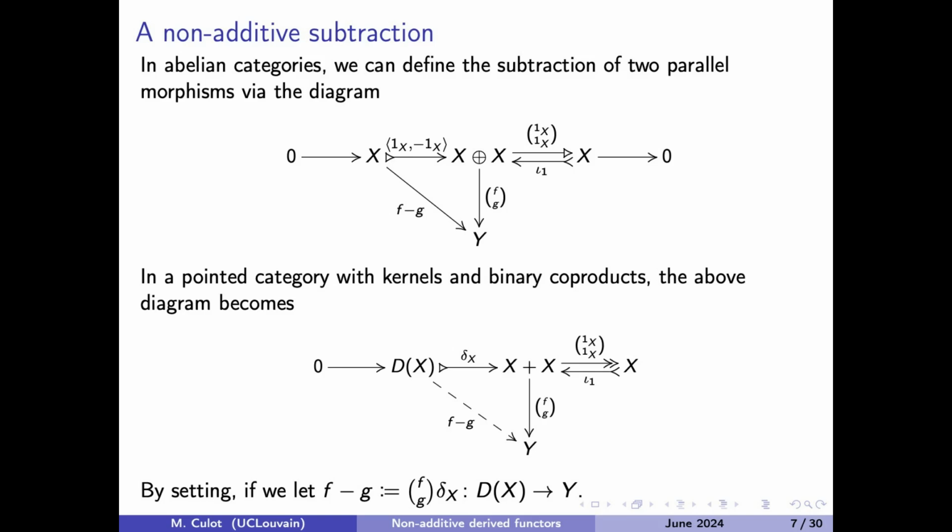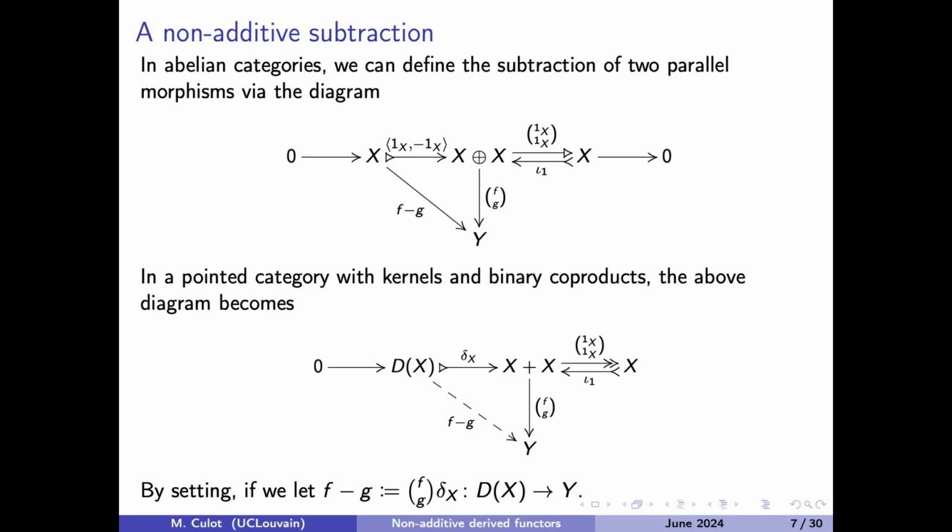So in every category, the minus is encoded in this pictorial sequence. But the minus is just here in the kernel. Okay, so let's translate this to a pointed category with kernels and binary products. Here we don't have any more pictorial sequence, but we still compute the kernel of the co-diagonal. Dx will no longer be x, but we will just take Dx as the kernel.